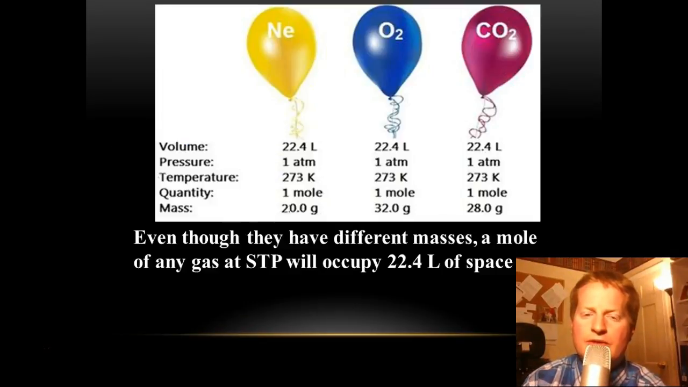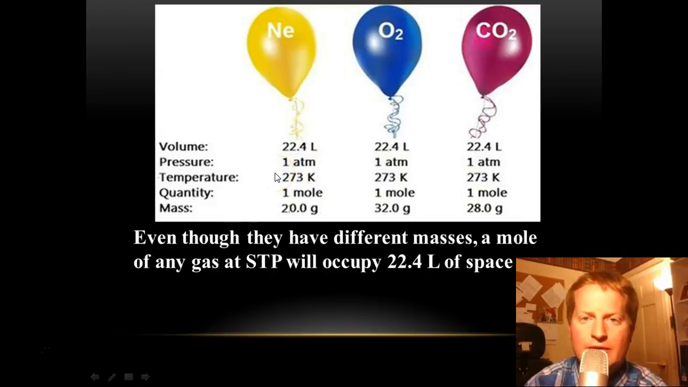So something important to show here, if we look at these 3 balloons, they're all representing different gases. One has neon, one has oxygen, and one has carbon dioxide. If we look at the masses of these, they're all different. This has 20 grams, this has 32 grams, and that has 28 grams. Those are the molar masses of each of those chemicals. But notice that they're each under the same pressure, 1 atmosphere, and they're each at 273 Kelvin.